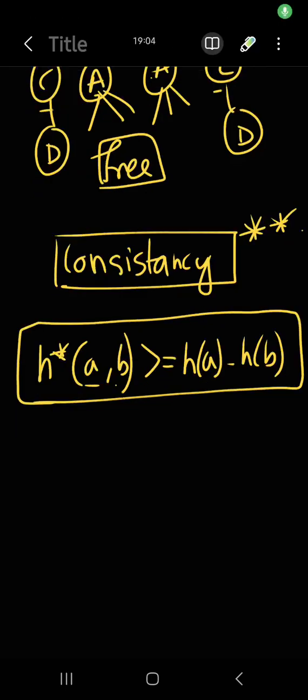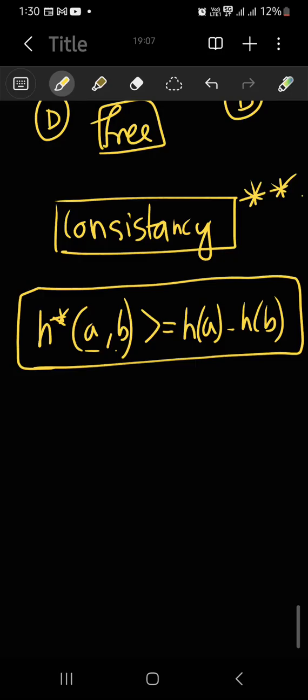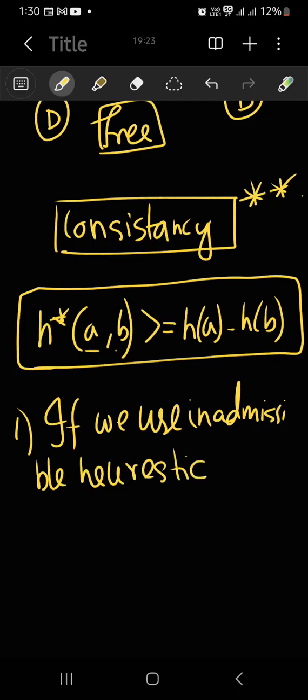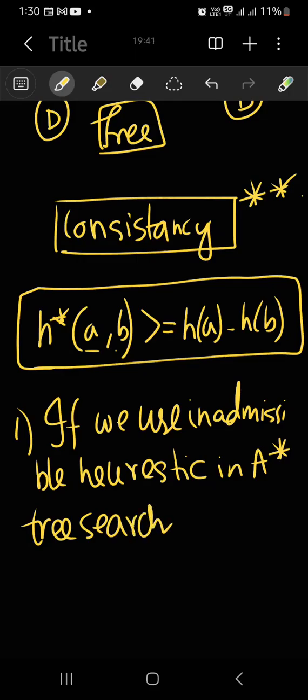Okay, now the first question, tell me what will be the answer for this. The question is, if we use an inadmissible heuristic in A star tree search, would the search be complete? Tell me the answer in yes or no.